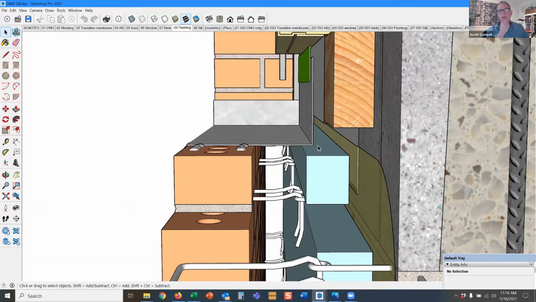Let's just take a step back and talk about flashing in general. What's the purpose of flashing, why do we need flashing, where do we need flashing, and who says we need flashing at all? Well, it's the building code that says we need flashing. The building code requirements for masonry structures, ACI, well, it used to be called ACI, now it's called TMS 402.